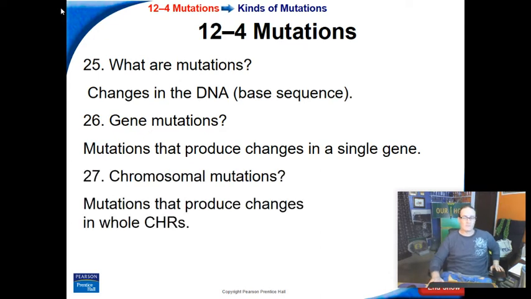All right, the other type of mutation is a chromosomal mutation. And these are mutations that produce changes in whole chromosomes. We're going to abbreviate chromosome as capital CHR.